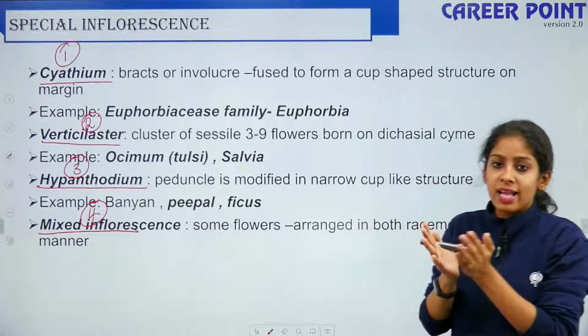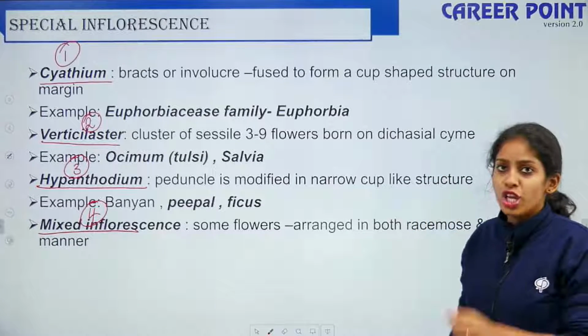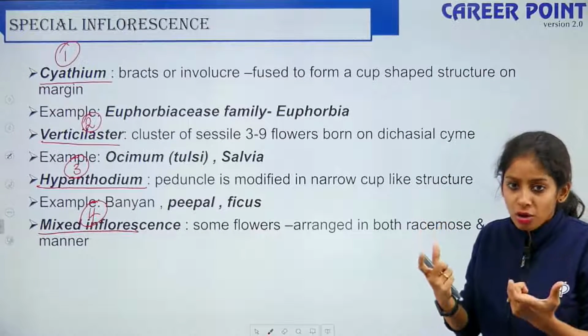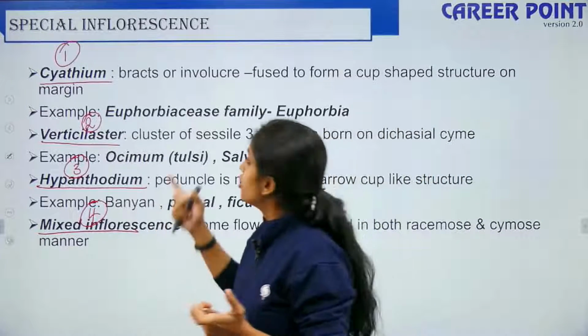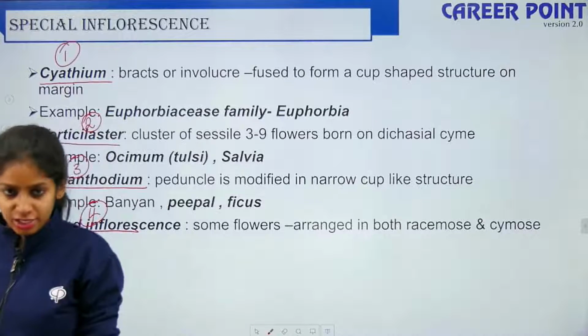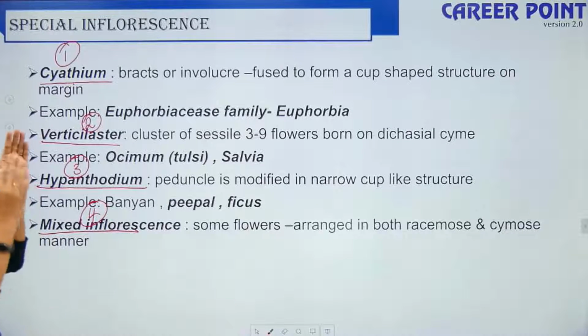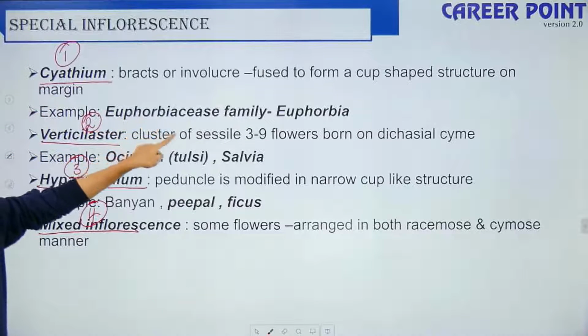So remember, xanthium is a cup-shaped structure. So you have bracts or bracteoles. The leaf present at the base of a flower is called a bract. When it is present, it is called bracteoles. So that is in a cup-shaped form. It covers a flower. So an example is the Euphorbiaceae family.